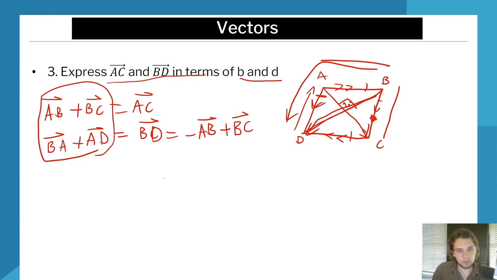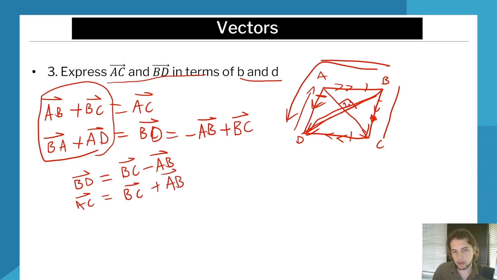Now, where we are now, we have these two seemingly related terms, because we have BD equals BC minus AB, and we have AC equals BC plus AB. So we can immediately see we're probably getting somewhere in terms of relating these using the dot product to find something. So now that we have these two lines, let's dot product them together.